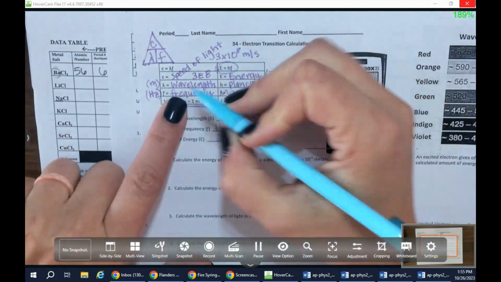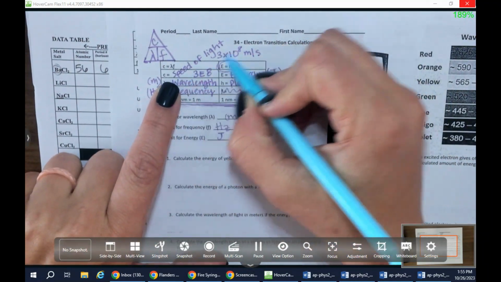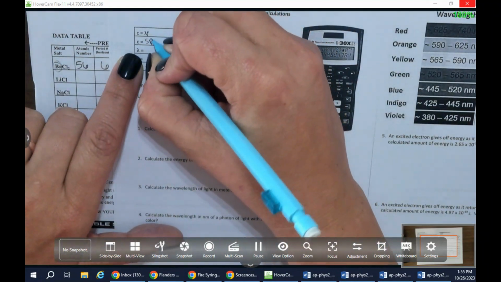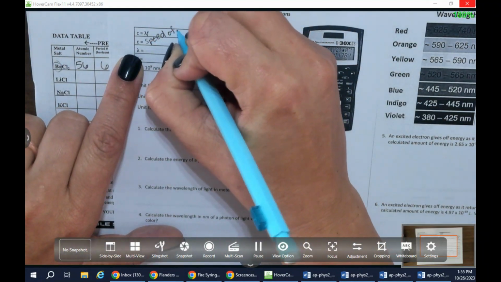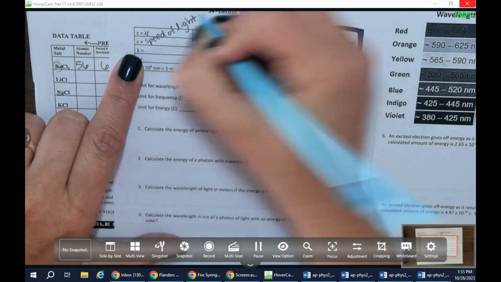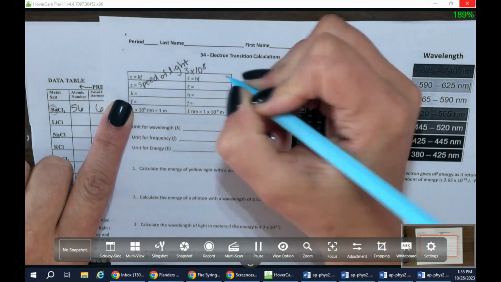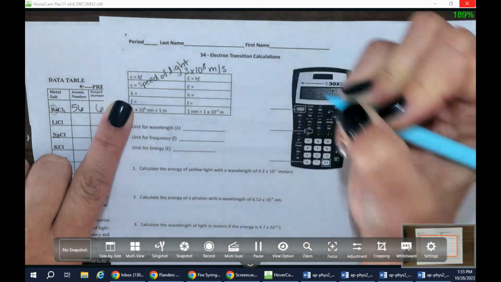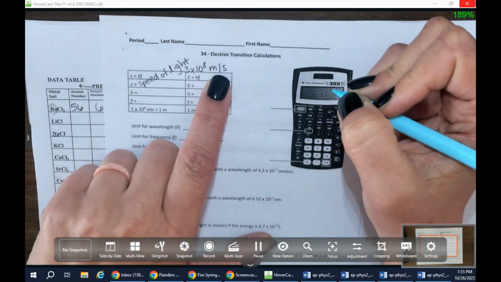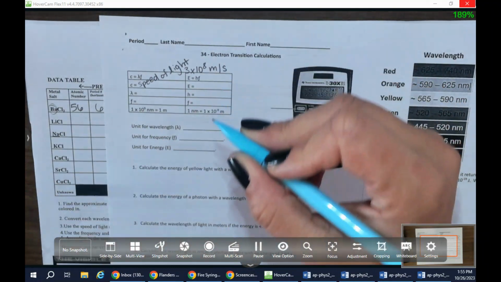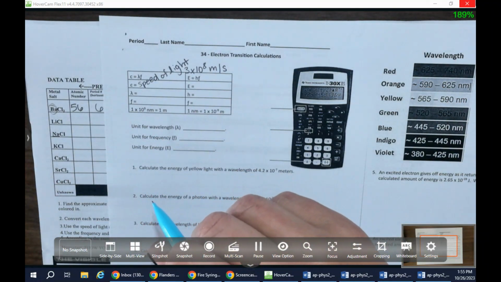And so we know that c is the speed of light. I'll just write it again. All right, so c was your speed of light, okay, which is 3 times 10 to the 8th power meters per second. And that's why we can't leave it in nanometers, is because this is in meters. We have to make sure that one's in meters, all right?